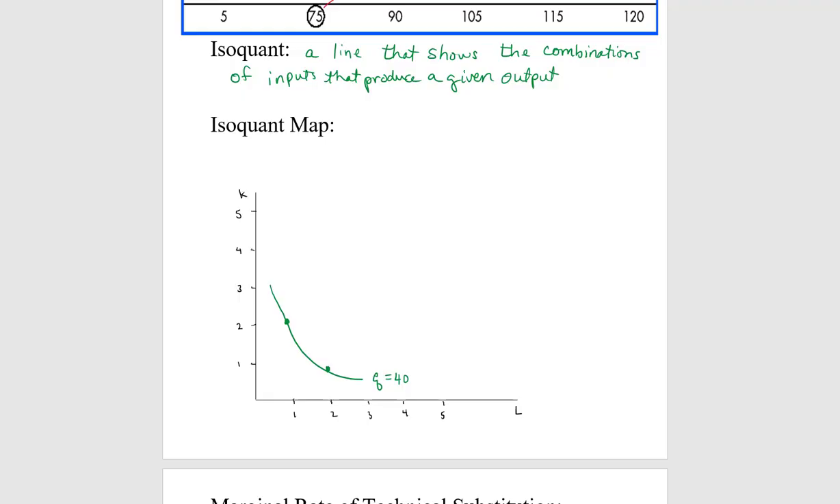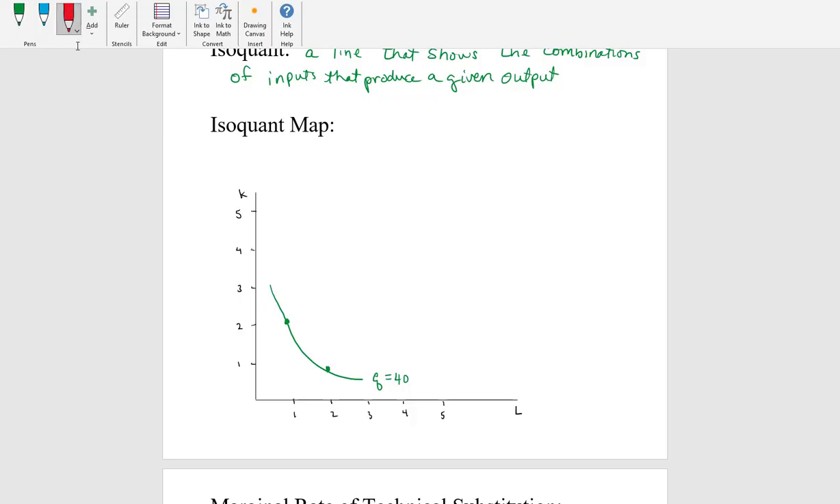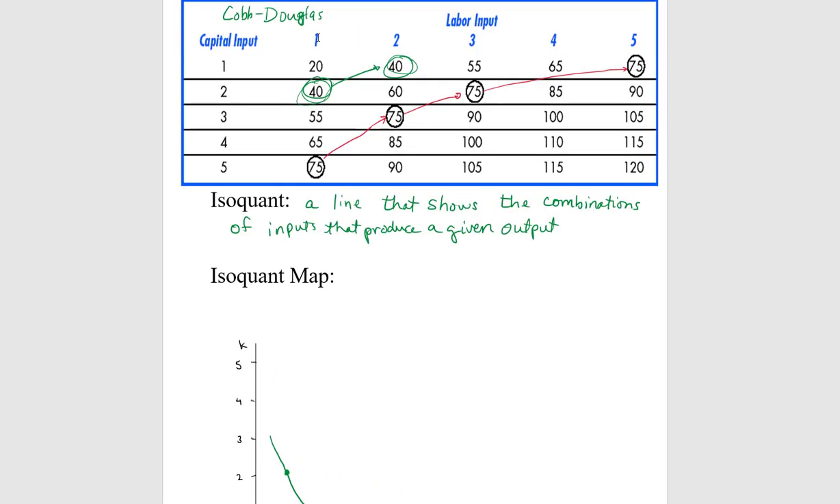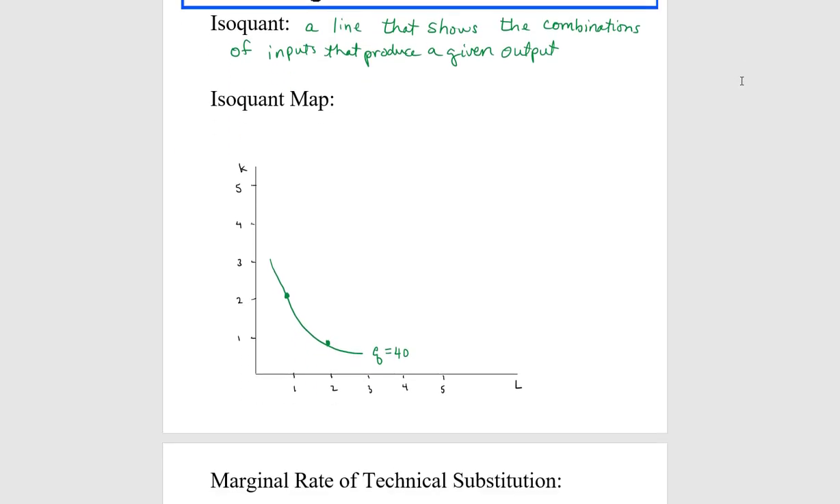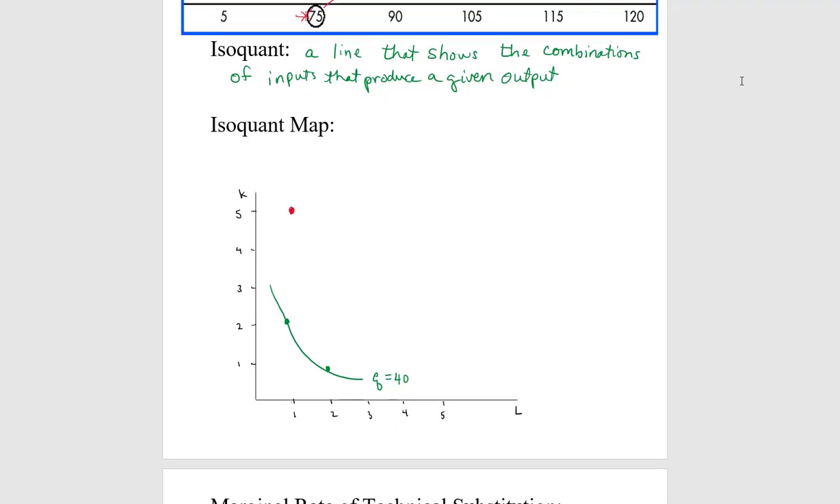We could just map out one more here, and I'm going to change my color to red so that it lines up with the table that we had above. We had 5 units of labor, 1 unit of capital. Out here, we had 1 unit of labor, 5 units of capital here, and those combinations of 2 and 3 in the middle here. So 1 unit of labor, 5 units of capital, 2 units of labor, 3 units of capital, 3 units of labor, 2 units of capital, 5 units of labor, and 1 unit of capital. And those all happen to be on that same isoquant and give us combinations of capital and labor that would allow us to produce 75 units of the good.